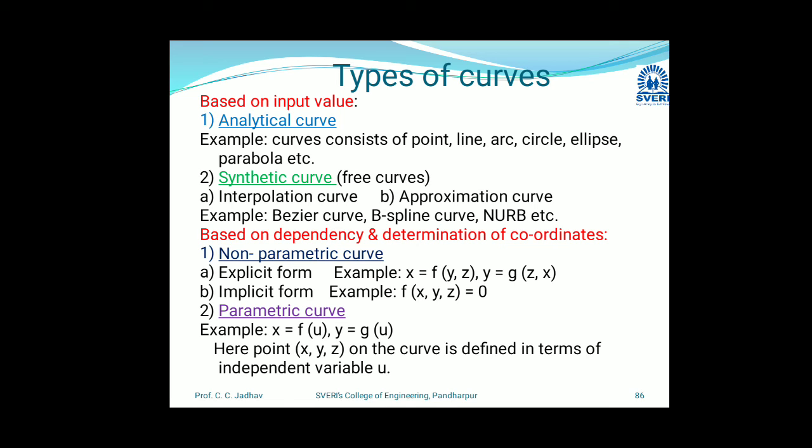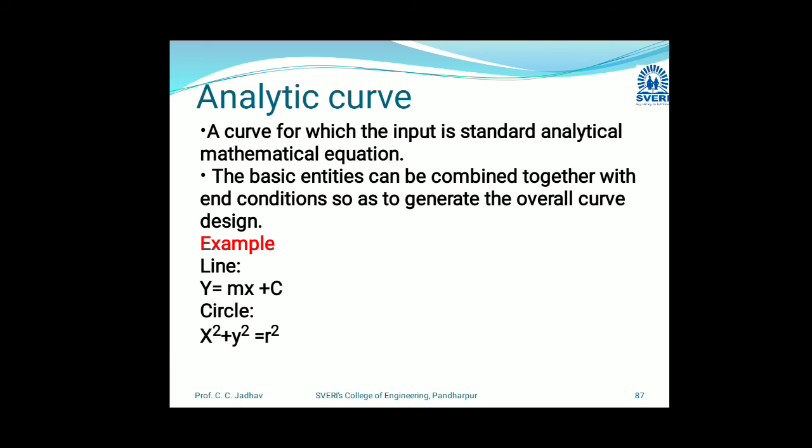In non-parametric curves we will see two types, explicit and implicit, and in parametric we will see the independent variable curve. We'll start with the first, the analytic curve, a curve for which the input is a standard analytical mathematical equation, that is y = mx + c, that is a line, and circle x² + y² = r². The basic entities can be combined together with end conditions so as to generate the overall curve design.